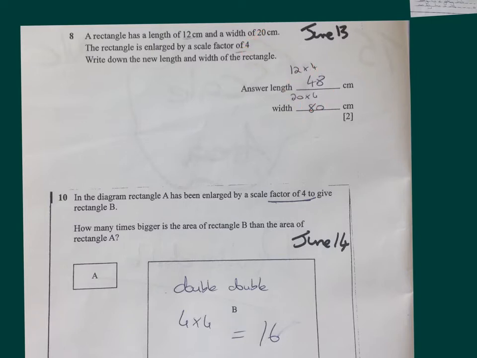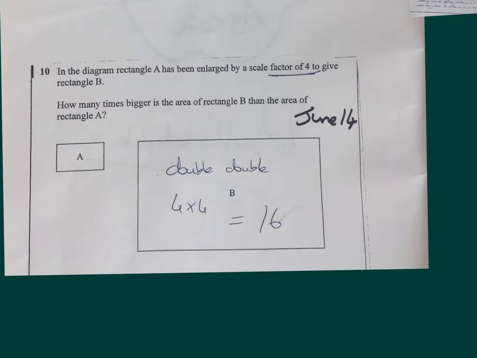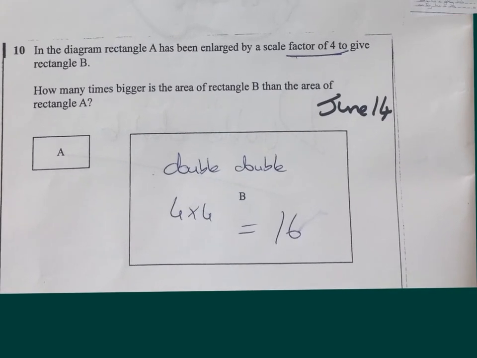Now I don't think you'll get anything as easy as that. That was June 13. I don't think it'll be anything as easy as that. It's probably going to be more like this type of question. Rectangle A has been enlarged by a scale factor of 4. How many times bigger is the area of the rectangle B? Okay, so if this is a scale factor of 4, the area is double-double.